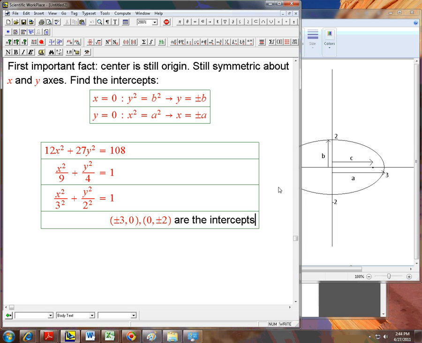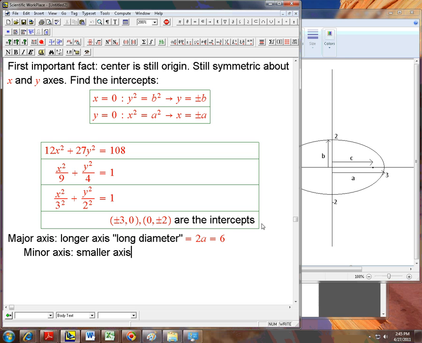And then one more piece of terminology. The major axis is just the longer of the two axes. The long diameter. And it's just equal to 2a, so that's just equal to 6. And the minor axis, that's the shorter axis, the short diameter, if you will. That's going to be equal to 2b always, and that's going to be 4 here. Okay, I think that's all we need. We'll do more later.